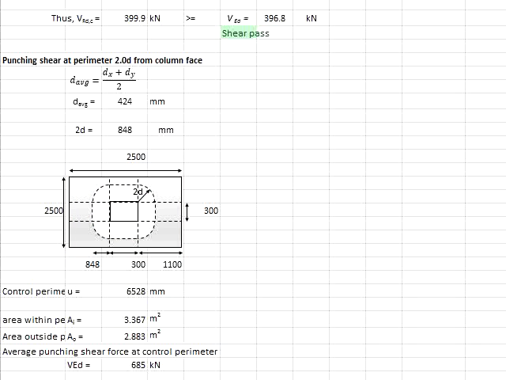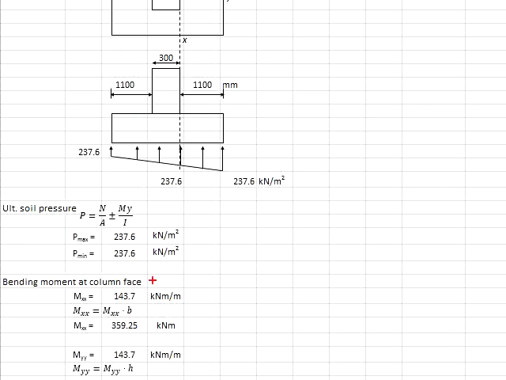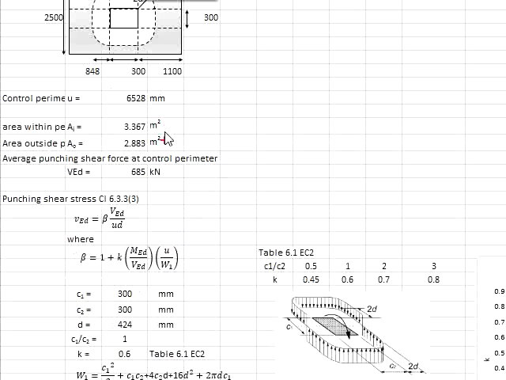perimeter from the area of the base. This area is to be multiplied with the bearing pressure acting on the pad foundation, which is calculated as 237.6 kN per square meter, multiplied with this area of 2.883 square meters, and you will get 685 kN.